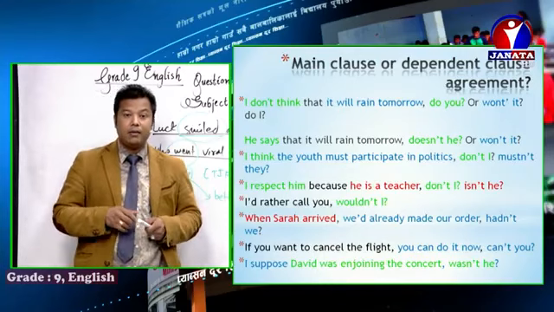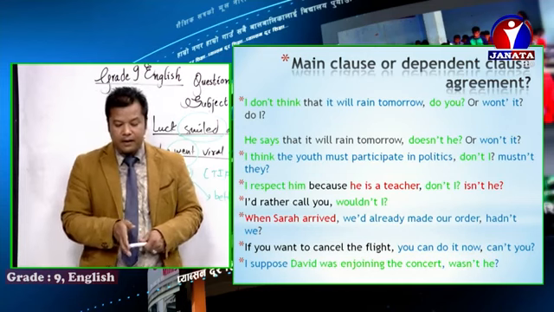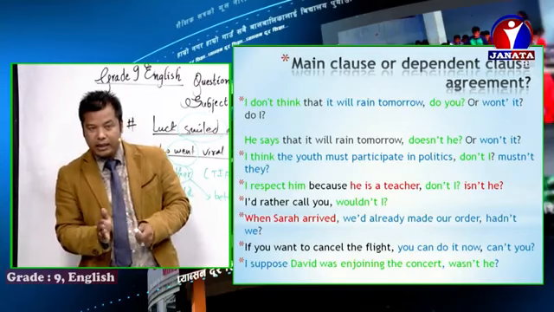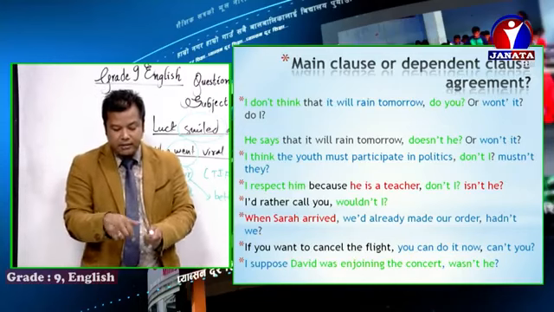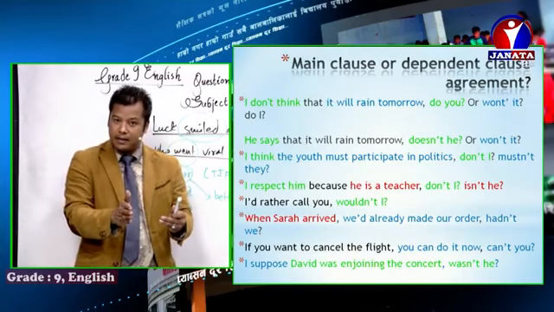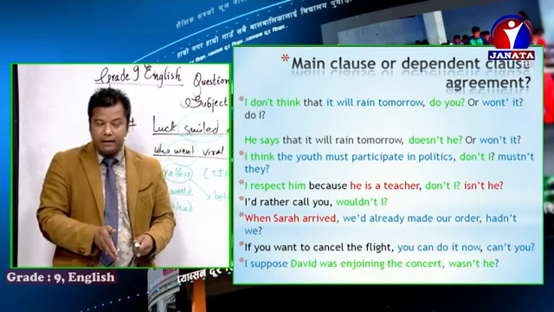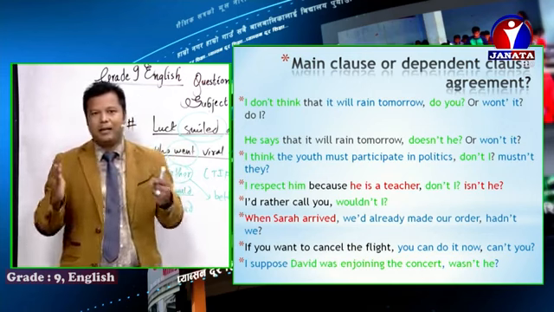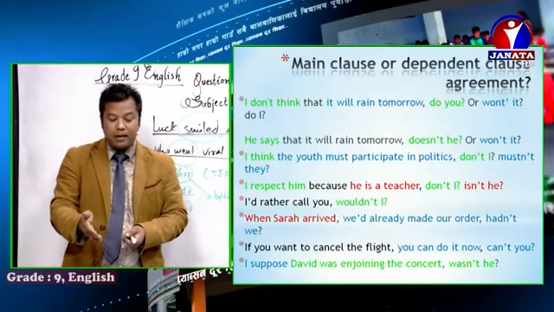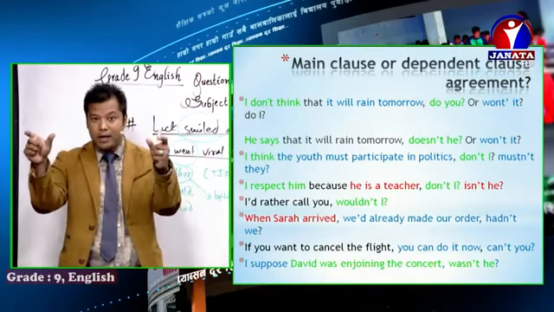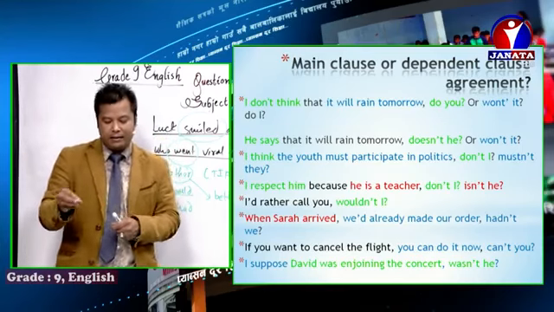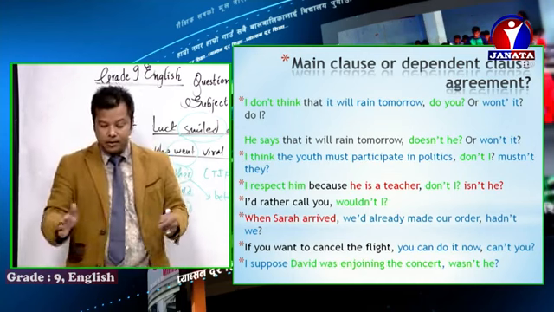The next sentence, again, with the clause formation. When Sarah arrived, we had already made our order. Hadn't we? Why am I agreeing it with the second sentence? In the sentence, I respect him because he's a teacher, I agreed with the first sentence because the first sentence was the main clause there. Here, when Sarah arrived, it's a partial sentence. I don't get a full meaning from when Sarah arrived. When Sarah arrived, what? I don't know. But when I say, we had already made our order, I understand it to the fullest. So this is the main clause, and therefore, I agree with this main clause tag. And therefore, the tag is hadn't we. Done. Positive, negative.